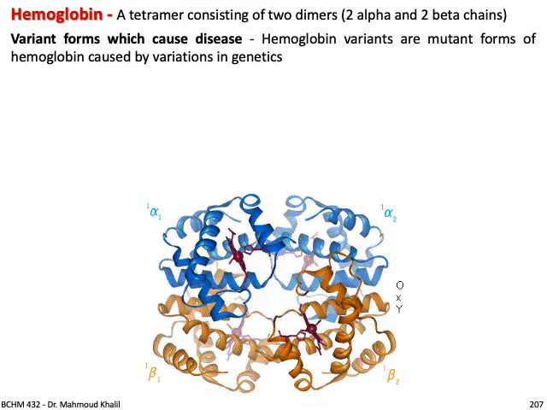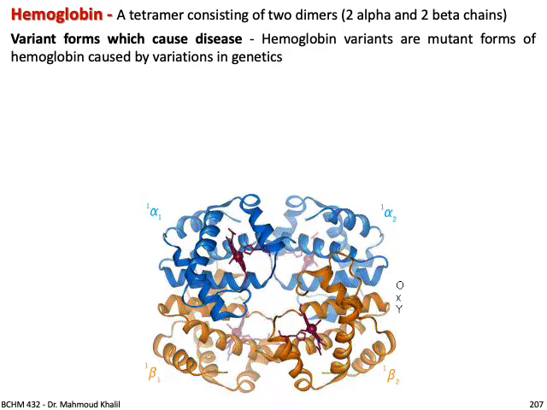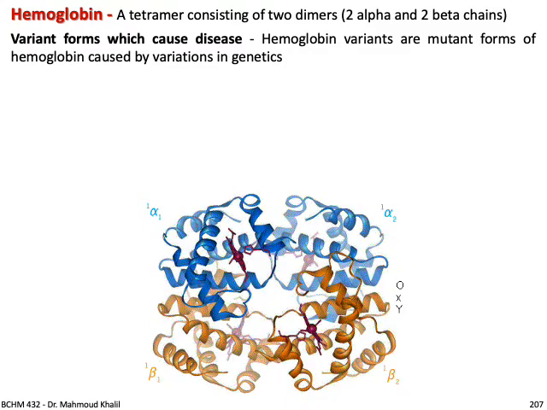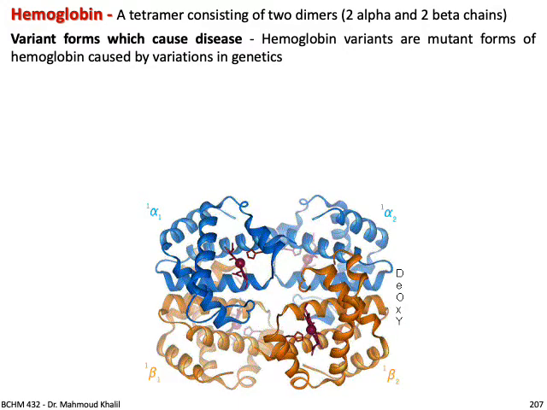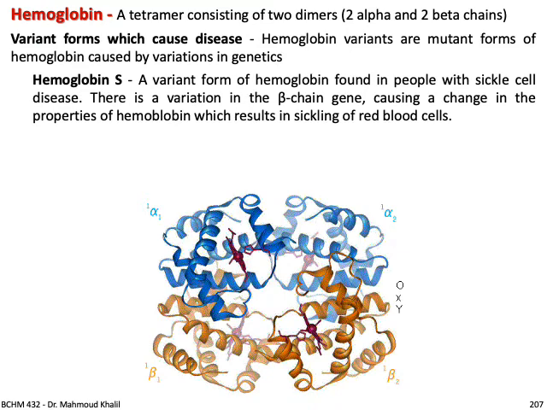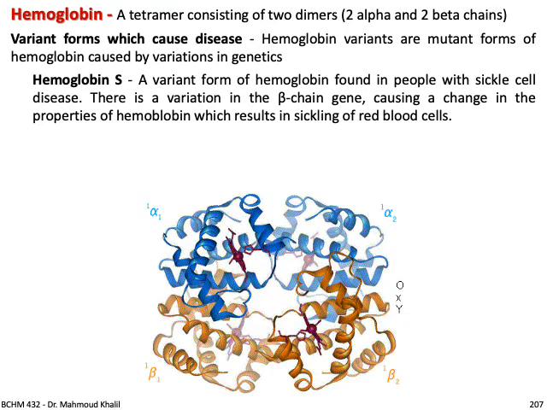Hemoglobin. Hemoglobin is a tetramer consisting of two dimers, 2 alpha and 2 beta. The variant forms which cause disease are mutant forms of hemoglobin caused by variation in genetics. This is the 3D structure of the hemoglobin. Hemoglobin S is a variant form of hemoglobin found in people with sickle cell disease.